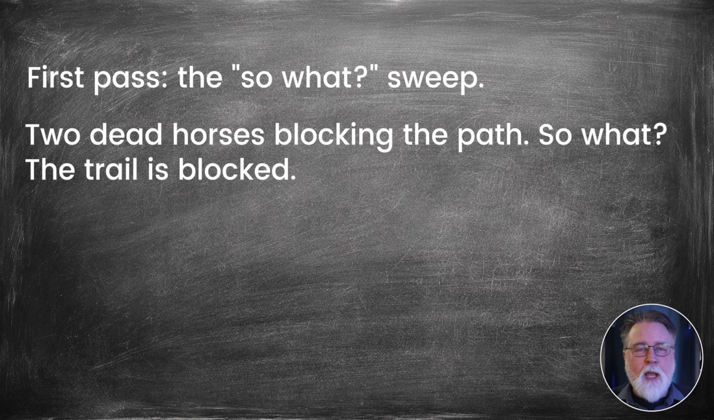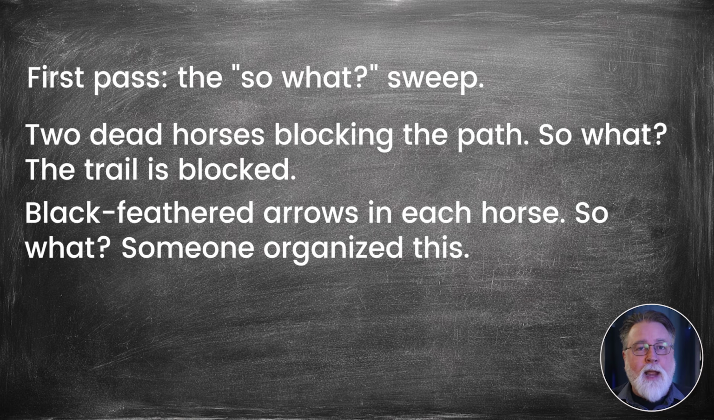2 dead horses blocking the path, so what? The players cannot simply continue forward. Forward movement, the most basic form of player agency in this case, has been physically interrupted. The trail is blocked. That goes in the beat map. Black feathered arrows in each horse, so what? This was deliberate. Something with ranged capability killed these animals on purpose. Someone organized this. That goes in the map.